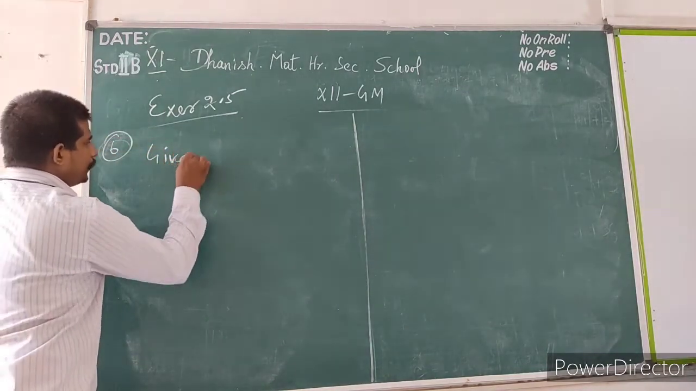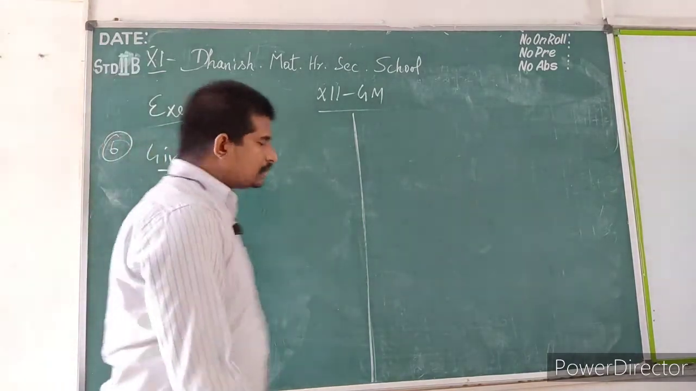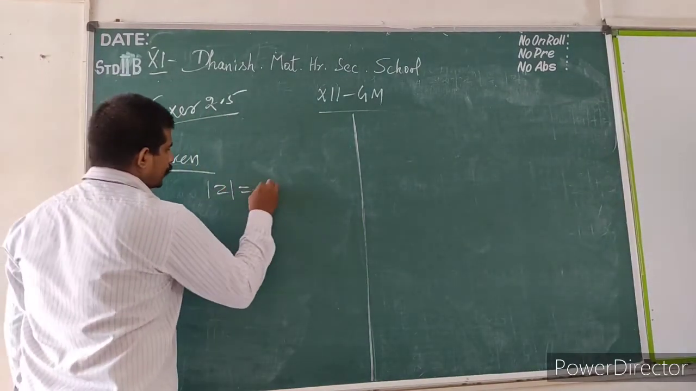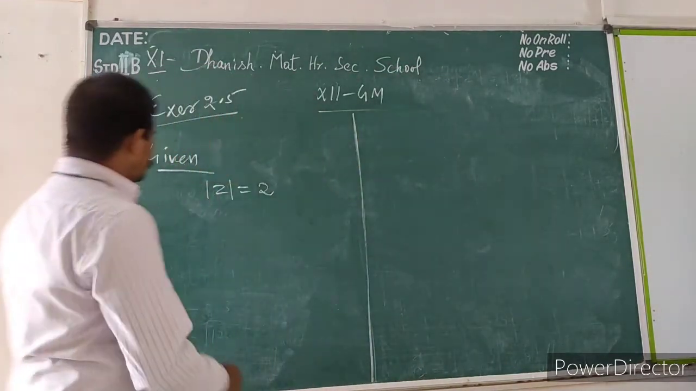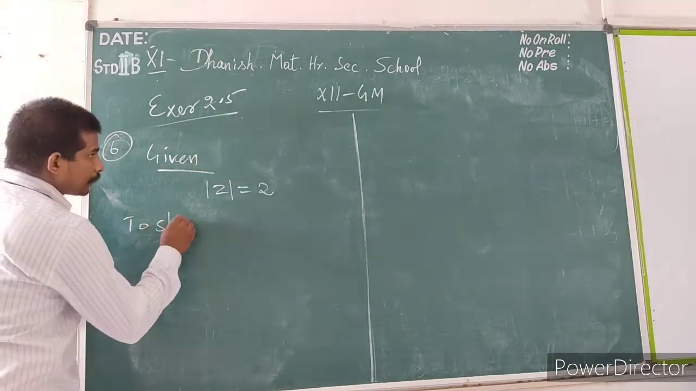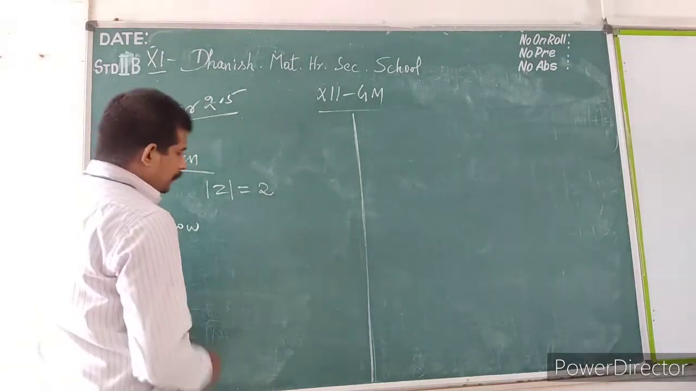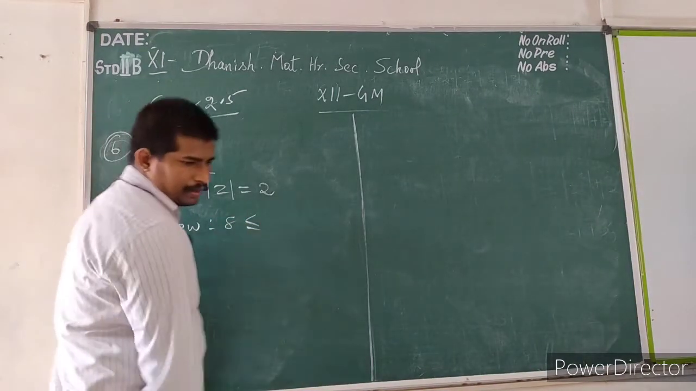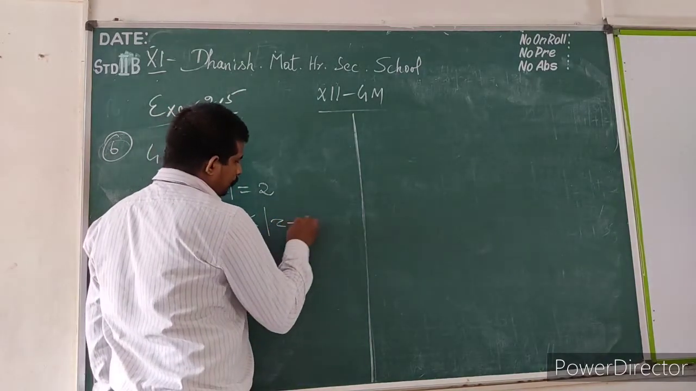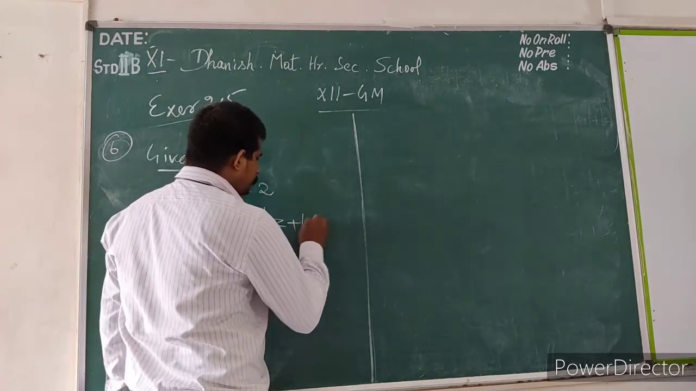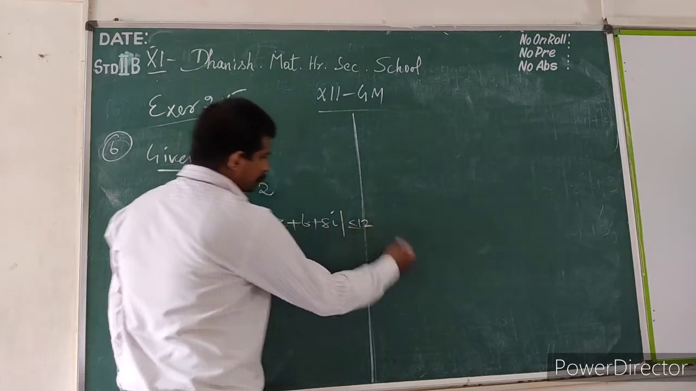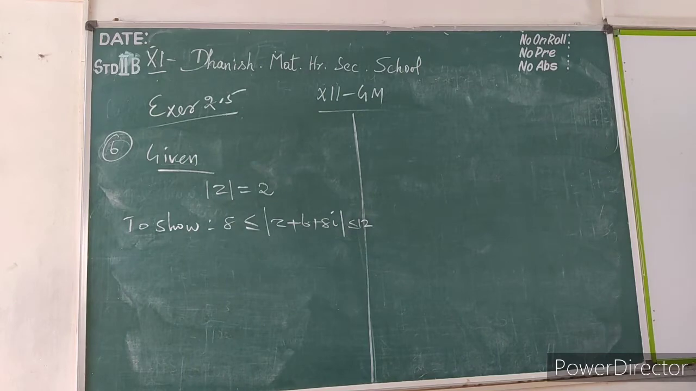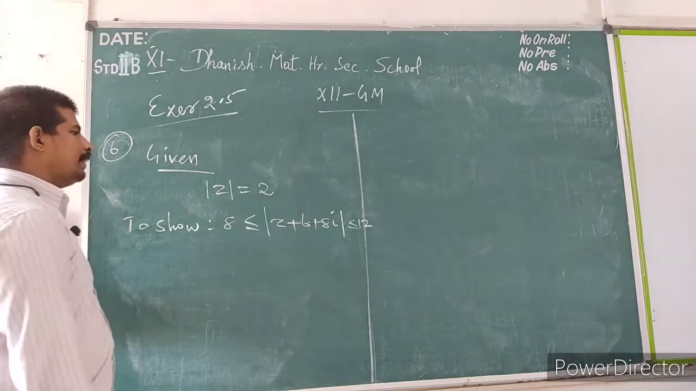First we can write the given: modulus z equal to 2. Here our modulus z equal to 2. Then we are going to show 8 less than or equal to modulus z plus 6 plus 8i less than or equal to 12.